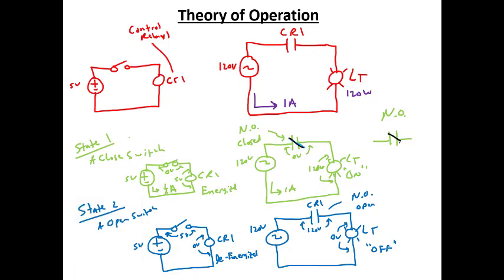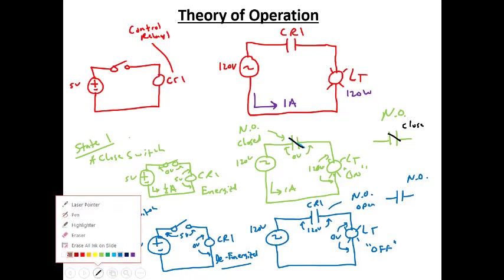Like this would be closed. And when we're in the de-energized state, the electromagnet is de-energized, and the normally open contacts are going to be open.